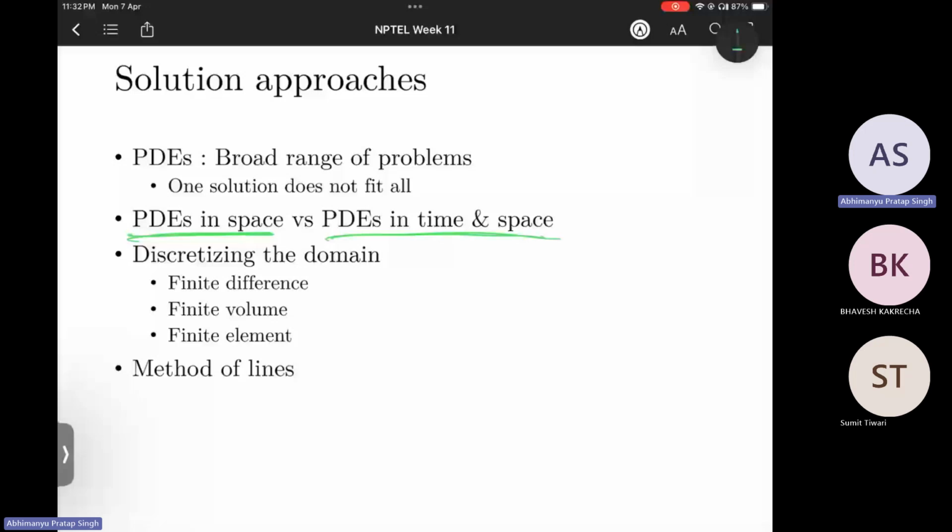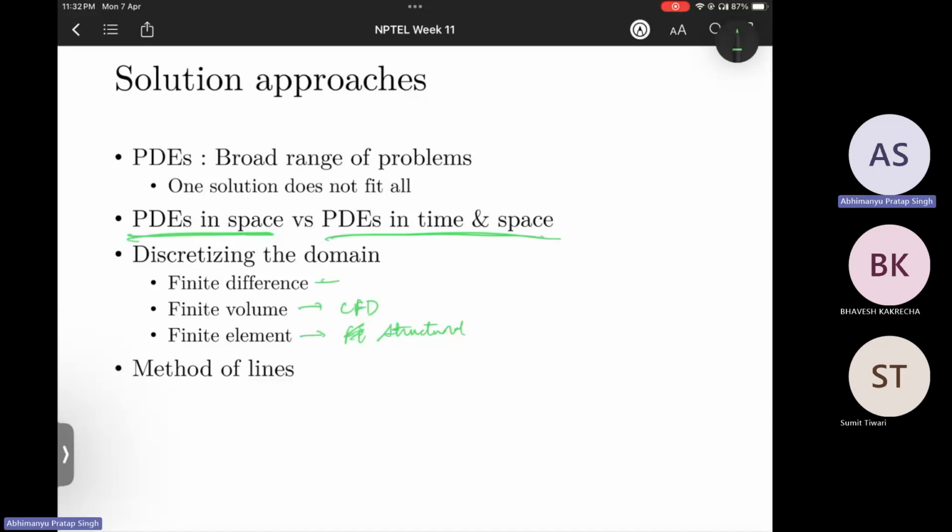So we have different approaches to discretize the PDE. One is the finite difference method, which we will see. The other two are the finite volume method and the finite element method. The finite volume method is mostly used in CFD analysis, and the finite element method is basically used in FEA, finite element analysis. In structural simulations, we mostly use the finite element method, whereas for computational fluid dynamic analysis, we use the finite volume method.